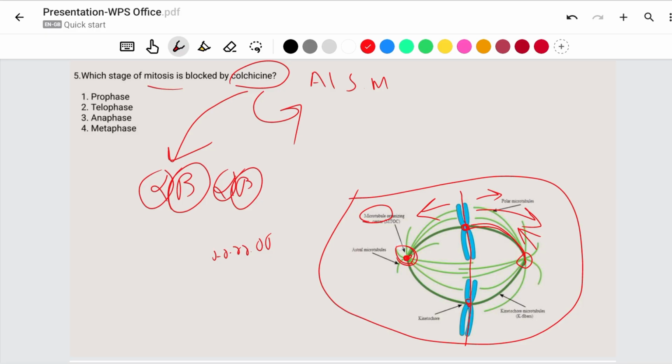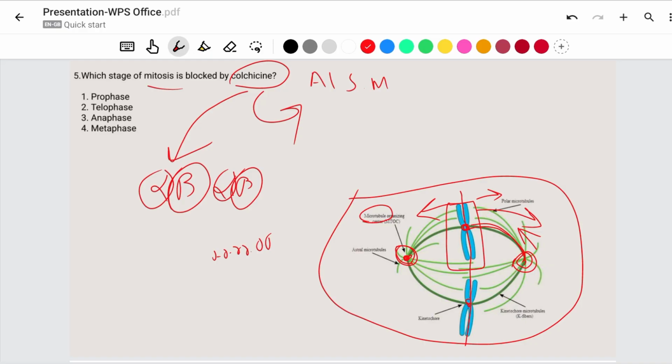So here in the pole, you will get that MTOC in both the poles. From there, the microtubules will not be formed. So what will happen? The cell will rest at the metaphase stage. So which stage of the mitosis is blocked by colchicine? The prophase will happen, the metaphase will happen, but the separation, the cell will stop at the metaphase plate.